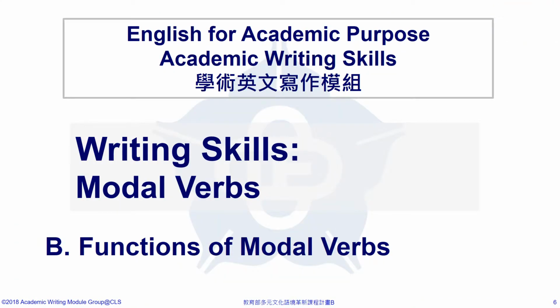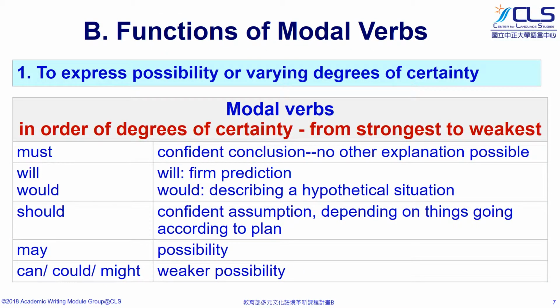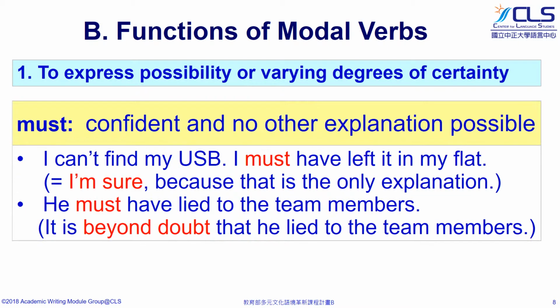Now, let's move on to learn the two main functions of modal verbs and some modal verbs we can use for each function. So, the first type is to express possibility or varying degrees of certainty. The modal verbs are listed in order of degrees of certainty, from the strongest to the weakest. Now, let's look at some examples.